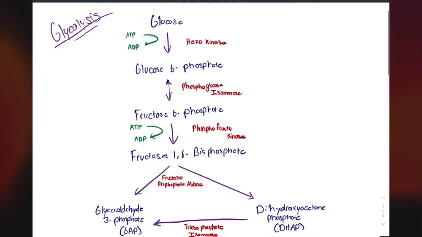You can think of these first, second, and third steps of glycolysis as preparing the molecule to break in half, by making it more energetically favorable. This enzyme, hexokinase, is very exothermic, and this one as well is very exothermic. So these two reactions do not actually go backwards.